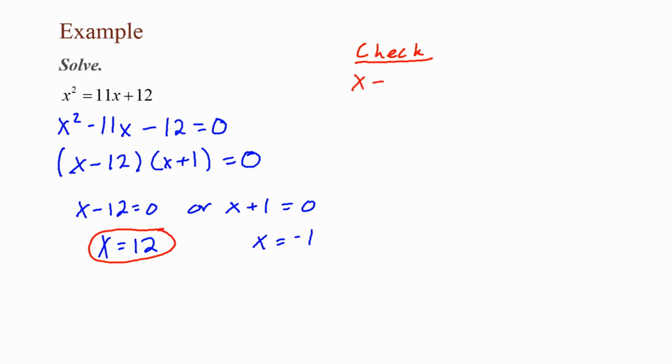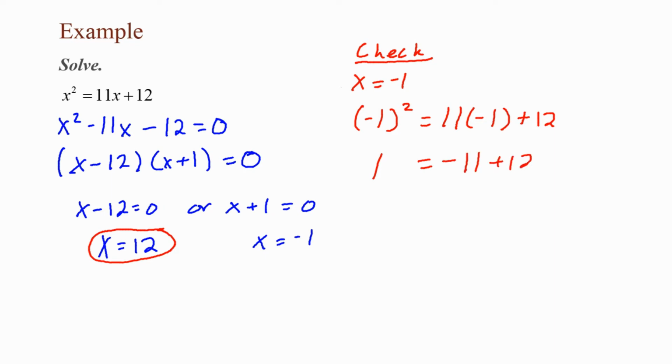Now check x equals negative 1. So I have negative 1 squared equals 11 times negative 1 plus 12. Negative 1 squared is 1. Negative 1 times 11 is negative 11. And negative 11 plus 12 is 1. 1 equals 1. That one checks as well.